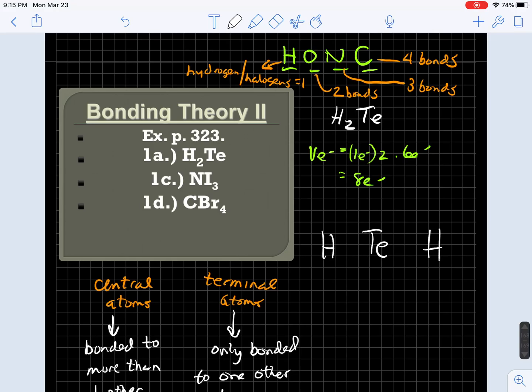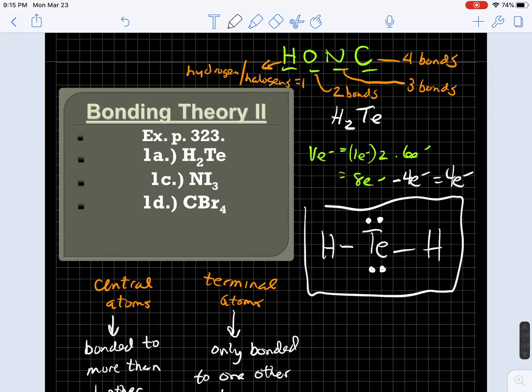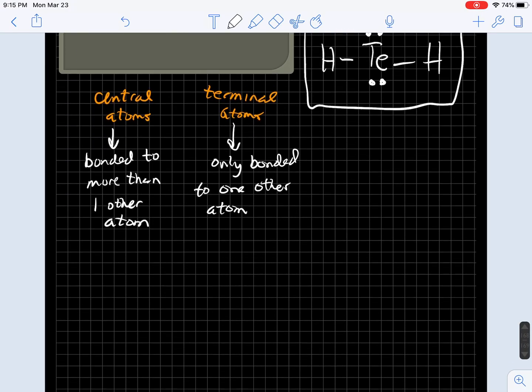Now, Lewis structures, the position of things are just like when we did electron dot diagrams. We put something to the north, something to the west, something to the east, something to the south. Okay. We're going to connect these with a single covalent bond, and that's going to use 4 electrons, which is going to leave me 4 for my octets. Now, the hydrogens don't need octets. The tellurium does. So I'm going to add those 4 electron dots north and south to the tellurium, and then that's my Lewis structure.